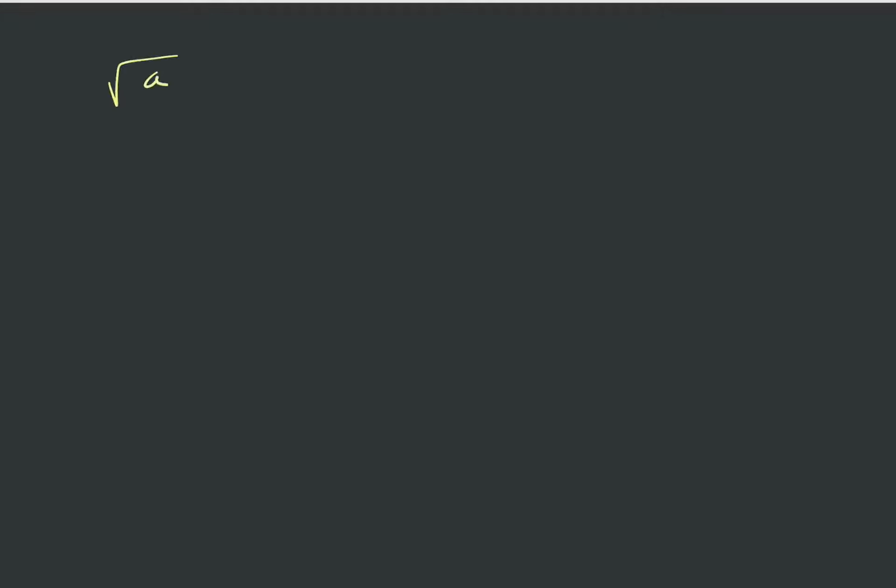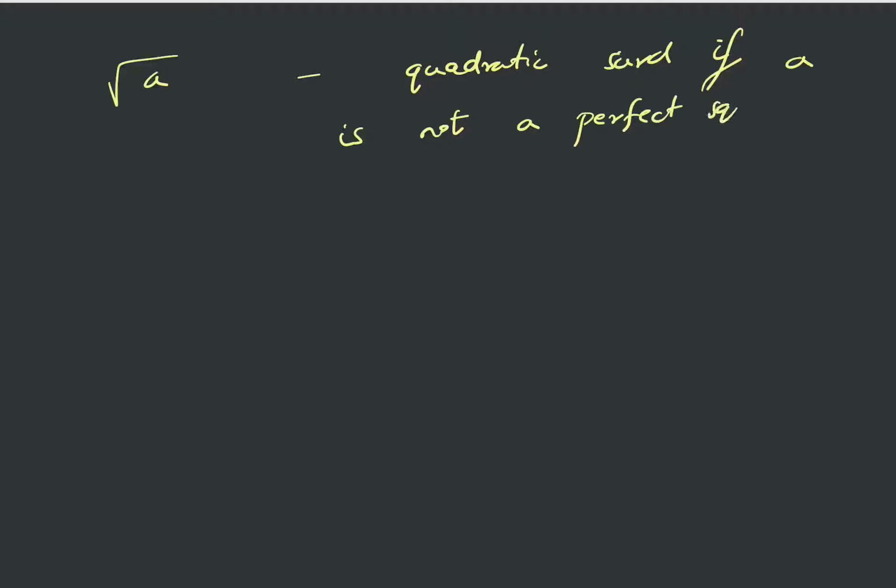So for example, this root a is called a quadratic surd, if, of course, this is a surd first of all, so it is a surd if a is not a perfect square. Quadratic surd, or you can also call it a surd of order 2, right?